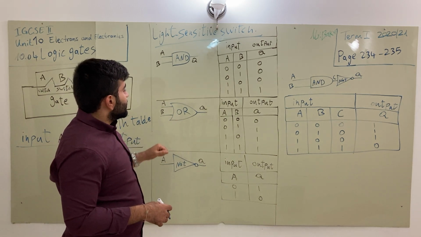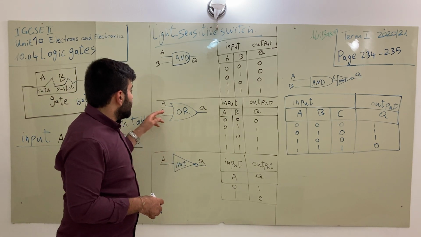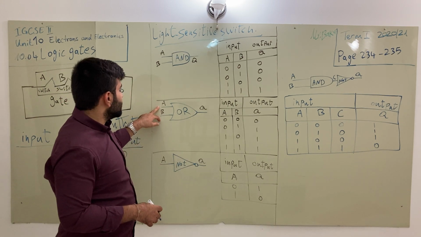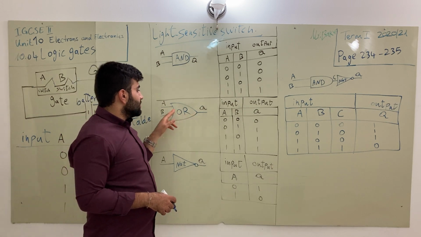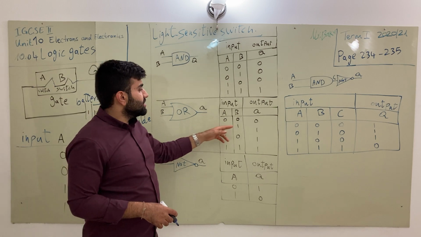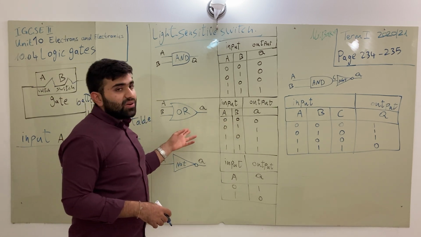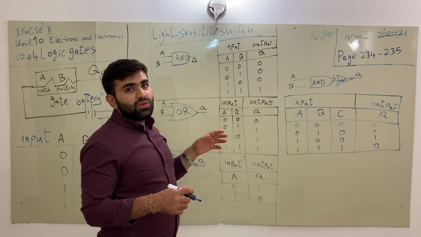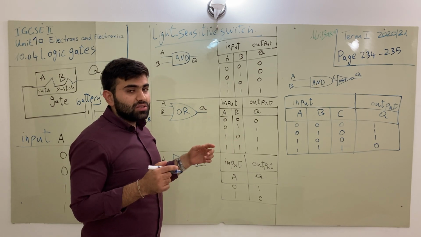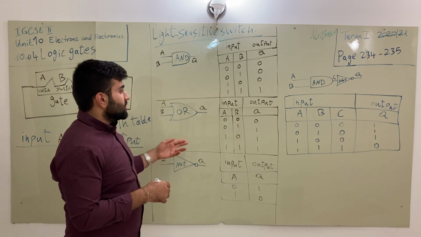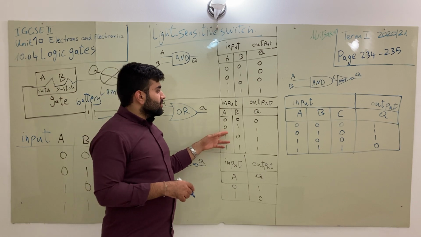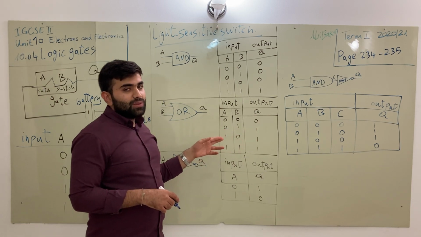Moving along to the OR gate. OR also has 2 inputs, like we said for each gate. Going again to the truth table, if A is 0 and B is 0, the output is 0. Now the OR is like the sum. So 0 plus 0 will be 0. 0 plus 1 will be 1.